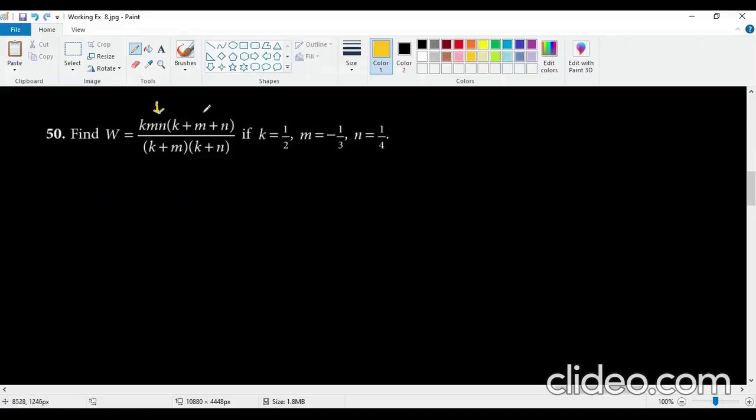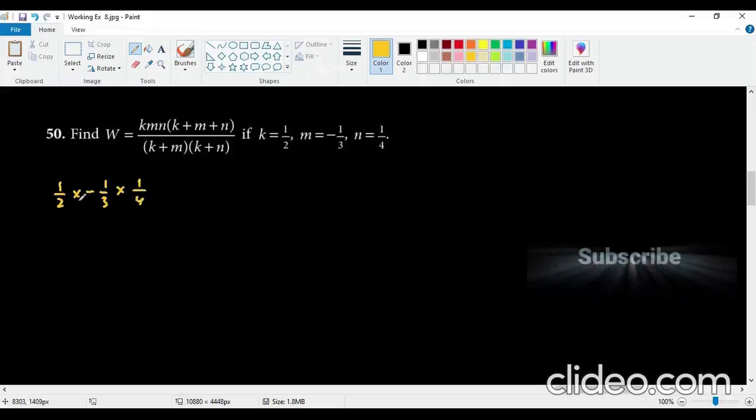First of all, I'll find out the value of kmn, then I'll find out the value of k plus m plus n, and then I will find out the value of k plus m, and then the value of k plus n, and later in the last stage I'll be dividing the numerator by the denominator. Let's see how it begins. Now I am finding out the value of kmn first. So k multiplied by m multiplied by n is going to give us 1 over 2 multiplied by negative 1 over 3 and multiplied by 1 over 4.